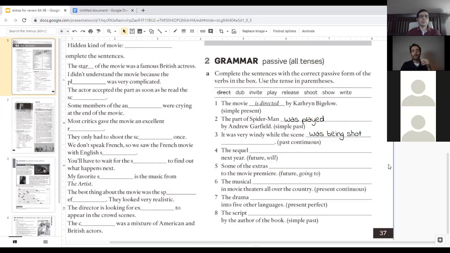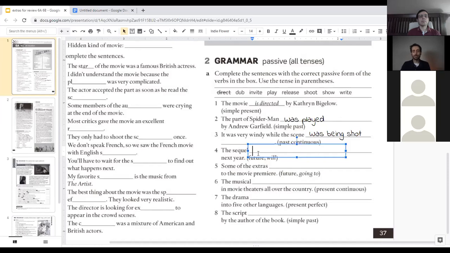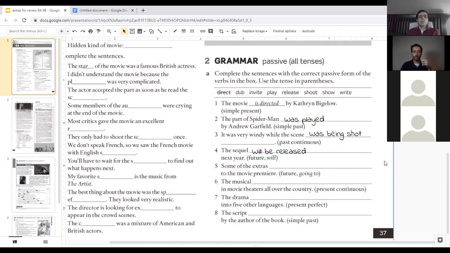Okay, thank you. Vivian, what do you think for number 4? The sequel, which is the second part, will be released next year. Correct. Awesome. The sequel will be released next year. Perfect. Thank you.